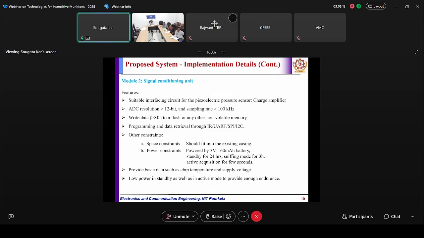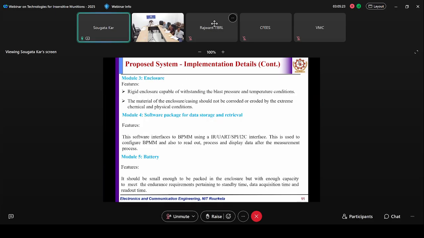We can store the data within the microcontroller's non-volatile memory, and it will be a battery operated system. Then we have to design the enclosure and the software package. We have to build the GUI through which we can program the electronics module, retrieve the data, and set the different parameters. We have to carefully design the power consumption of the system, so that this battery operated system will last long for whatever the data acquisition time is. So these are the implementation details, whatever we will decide.